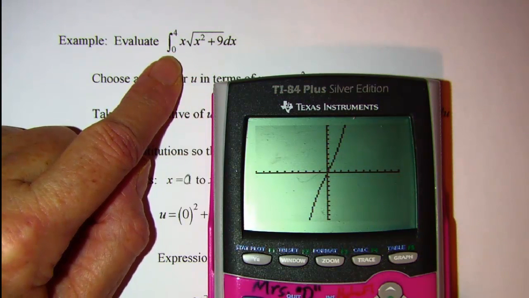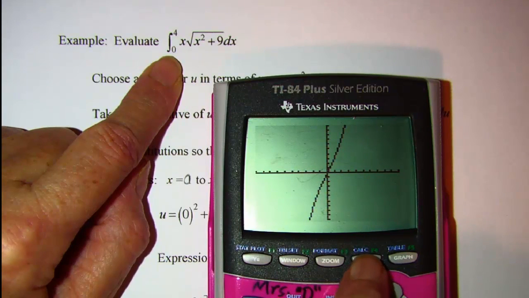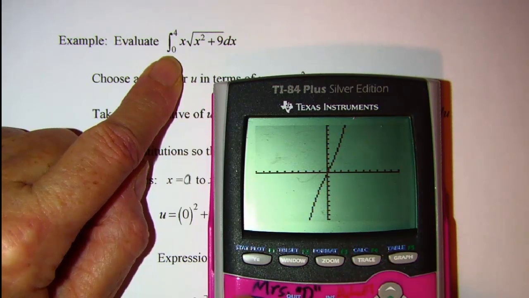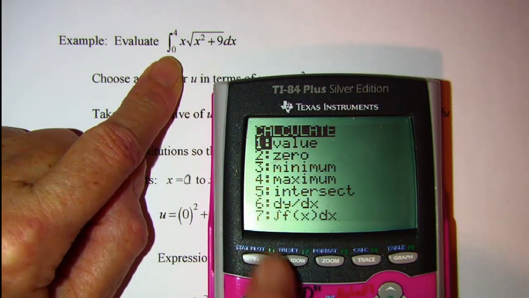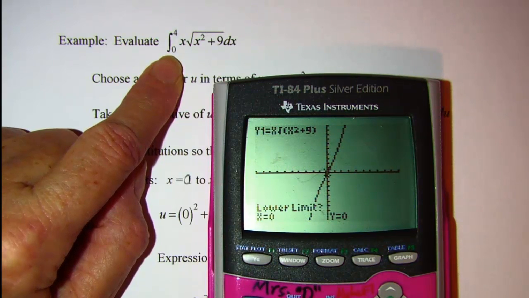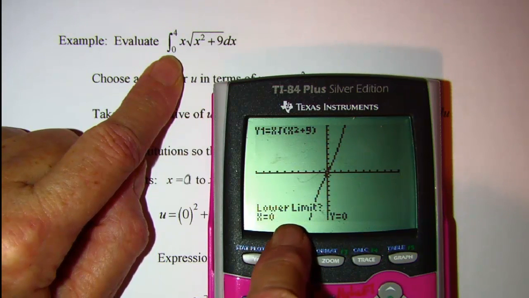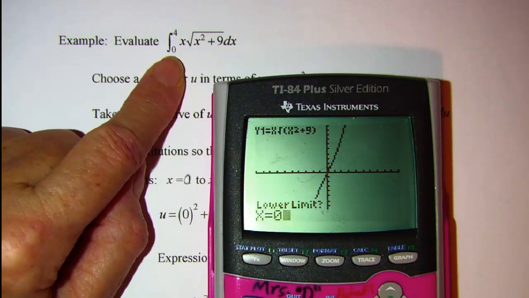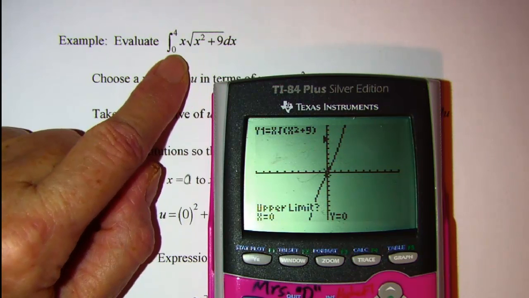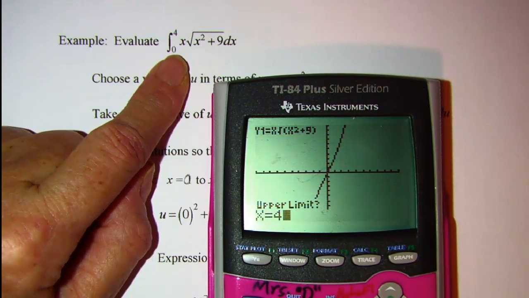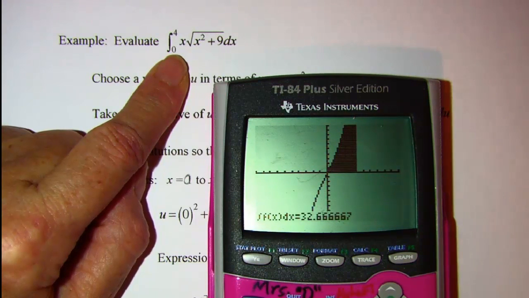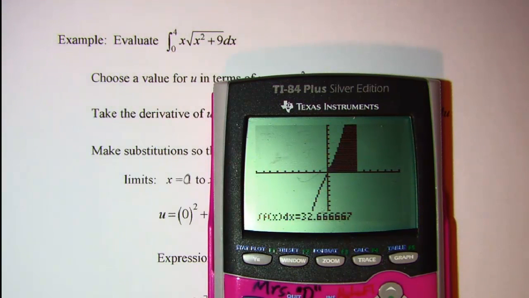And we're going to integrate, so we want this calc button. Since it's blue, we need the second calc. And our choice is number 7. It asks us for the lower limit, and so we enter 0. And it asks for the upper limit, so 4. And press enter. And we see that our integral is 32 2/3.